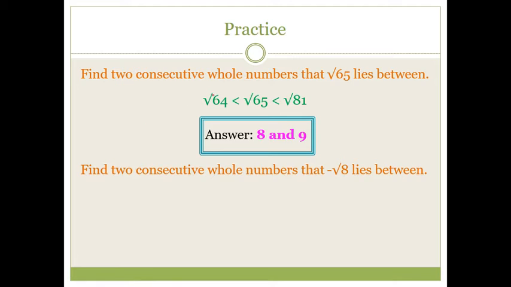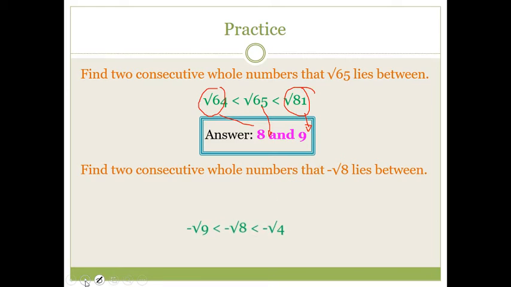Alright, so here I'm saying the square root of 64, that's 8. Square root of 81 is 9. And so the square root of 65 is somewhere in between those two whole numbers, a lot closer to the 8 than it is the 9. I'll try the same thing with the negative square root of 8.